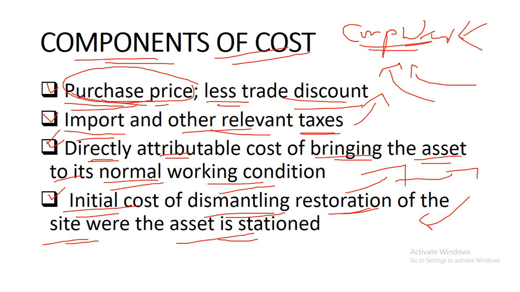So we've got the purchase price less the trade discounts, the import taxes and other taxes, directly attributed costs of bringing the asset to its normal working condition, and the initial cost of dismantling and restoring the site where the asset was stationed. With that said, our lesson has come to an end.